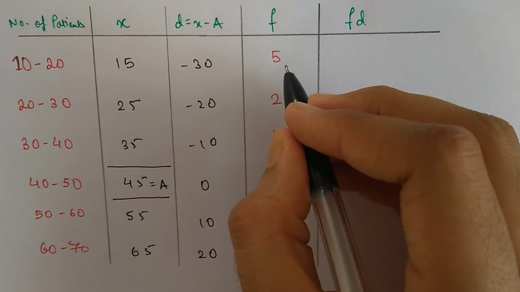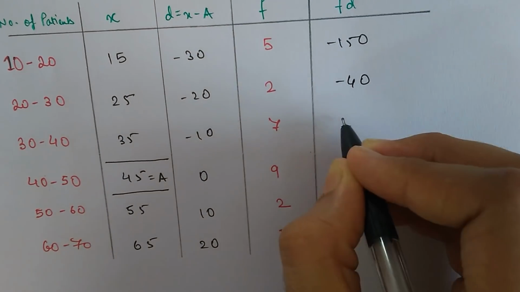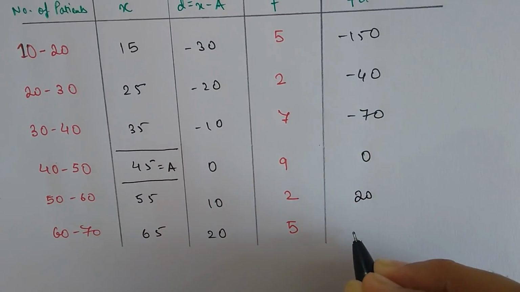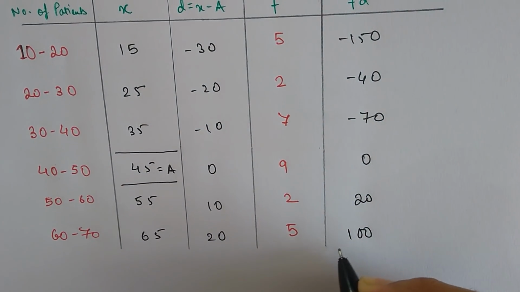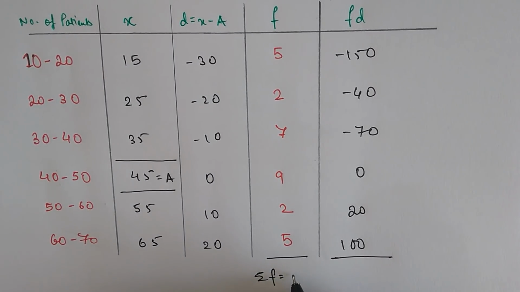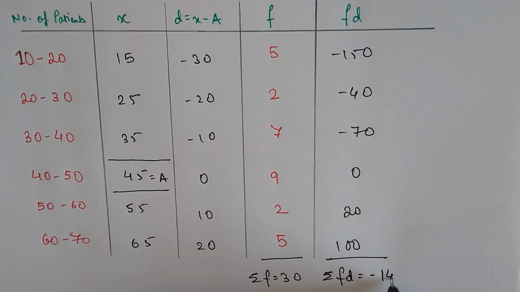Now we have to calculate the product of f and d. This is minus 150, this is minus 40, this is minus 70, this is 0, this is 20, and this is 100. You have to calculate the summation of f and summation of fd. Summation of f is 30 and summation of fd is minus 140.